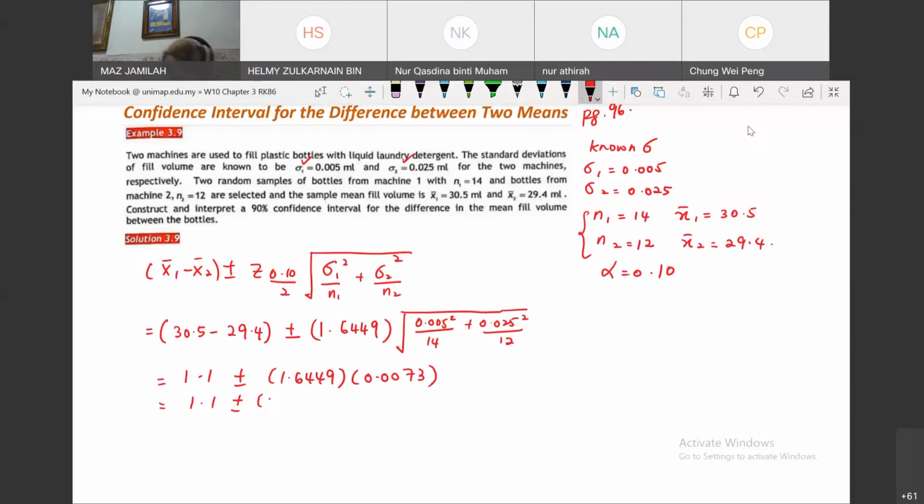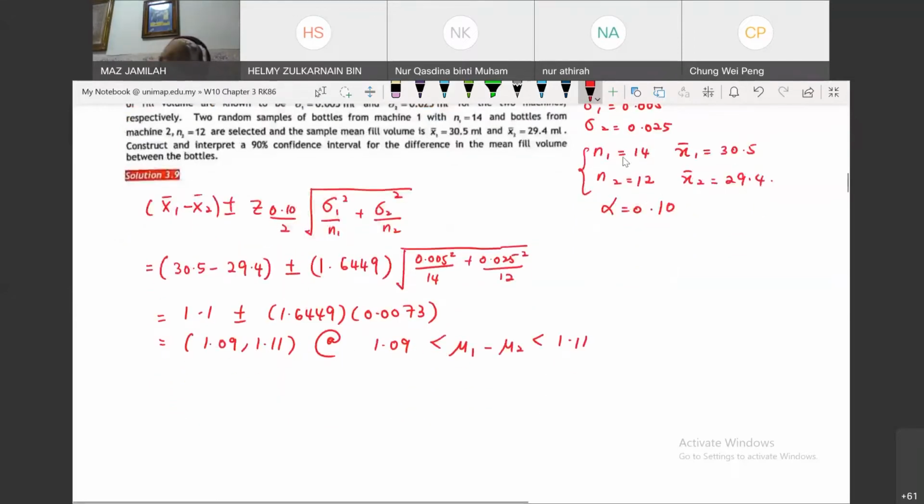So if you simplify this, you will get 1.1 plus minus, so you will get directly the answer. Okay, so you will get between 1.09 until 1.11. That will be the difference for your population mean, mu1 minus mu2. Okay, so in this case, how can you conclude?